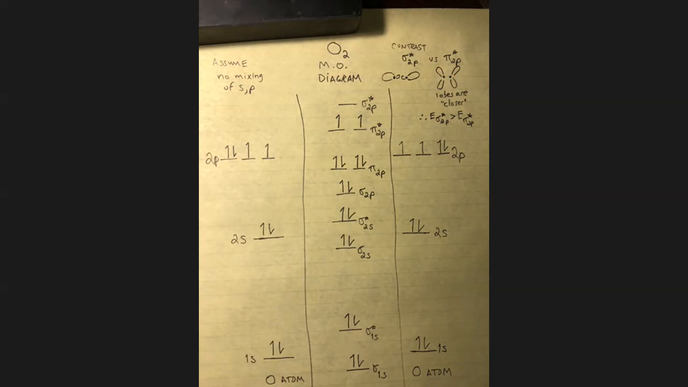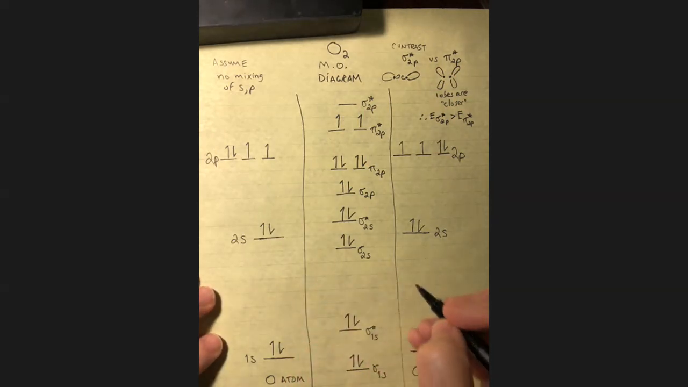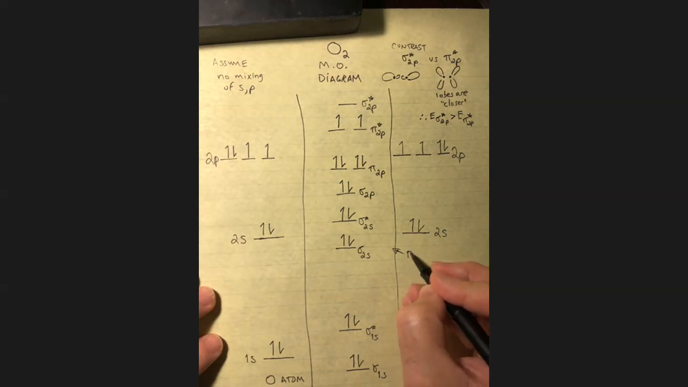Okay, so count again. We have 16 of them. Now what we need to do is establish, number 1, is this structure stable? Let's calculate the bond order.